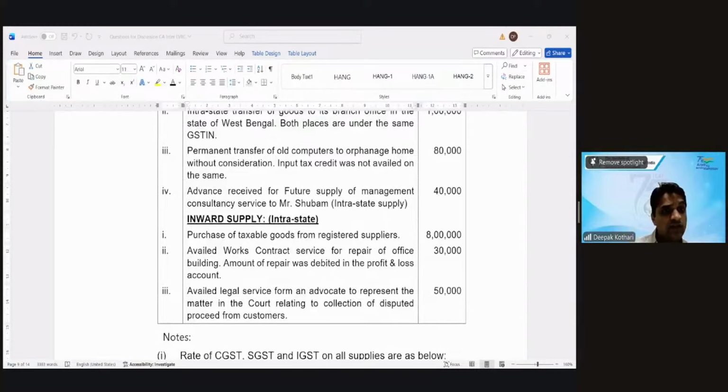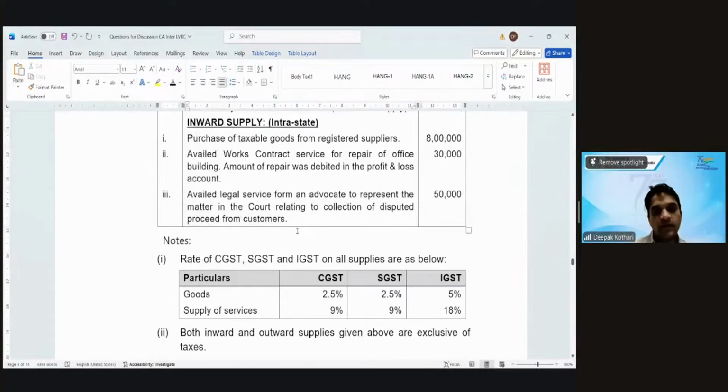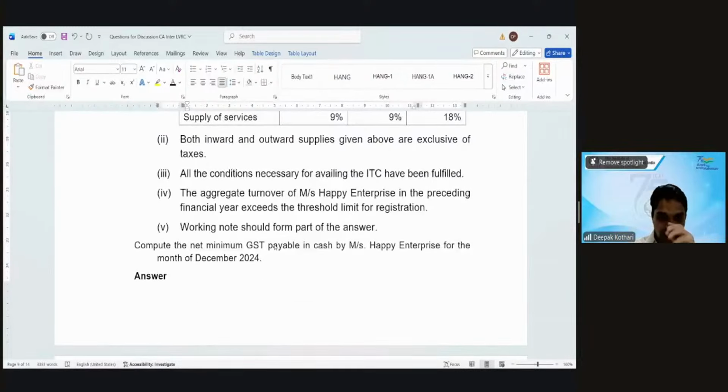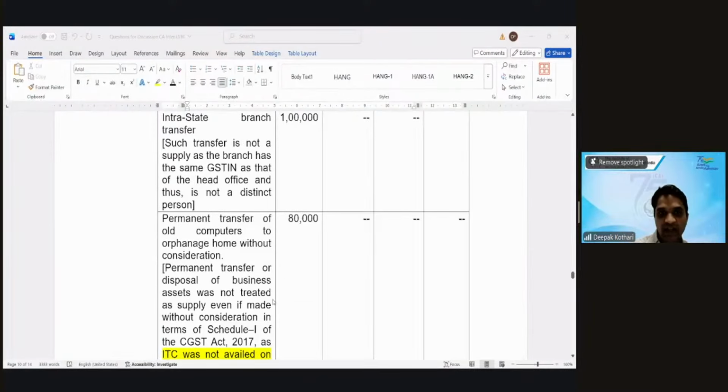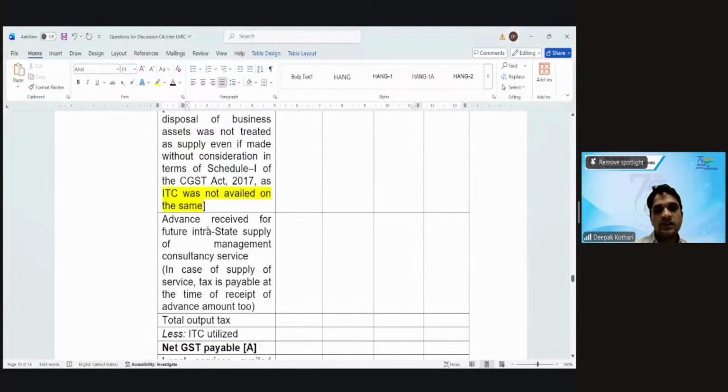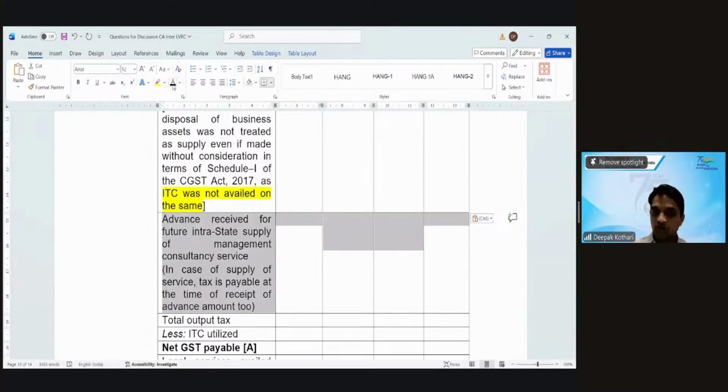Advance for services more than 1000, therefore taxable, correct Kushi? Correct. So this will be taxable because this is services. In goods we have seen the exception, here it is services. Advance receipt for future intrastate supply of management consultancy services. In case of supply of services, tax is payable at the time of receipt of the advance too.